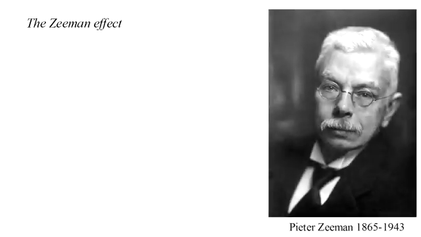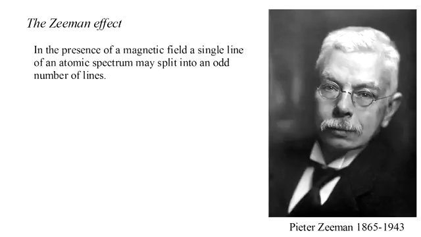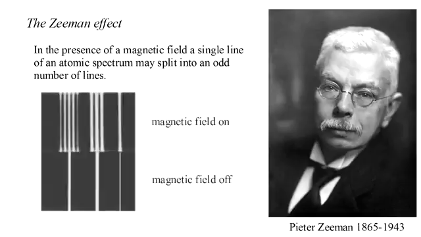Even before the development of quantum mechanics, Peter Zeeman had won one of the first Nobel Prizes in physics for discovering the effect later named after him. Zeeman found that in the presence of a magnetic field, a single line of an atomic spectrum may split into an odd number of lines. Here we see an example.